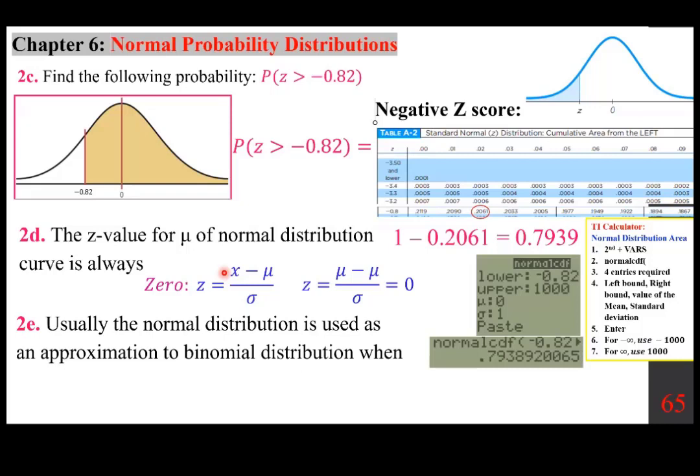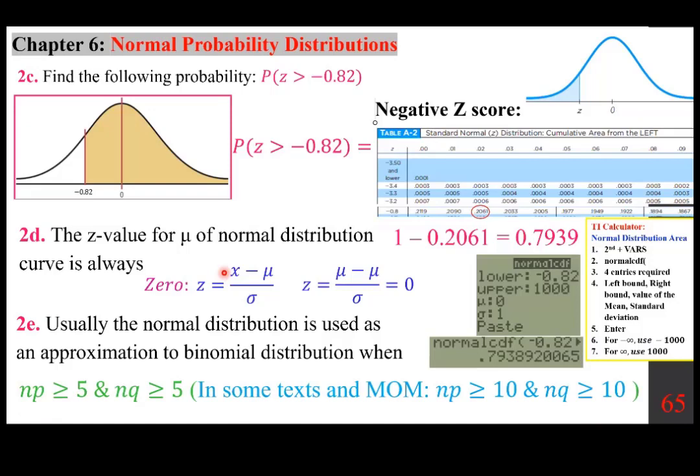Usually, the normal distribution is used as an approximation to the binomial distribution when np and nq are large. How large is large? Larger than or equal to 5. In many texts, including My Open Math, they must be larger than or equal to 10.